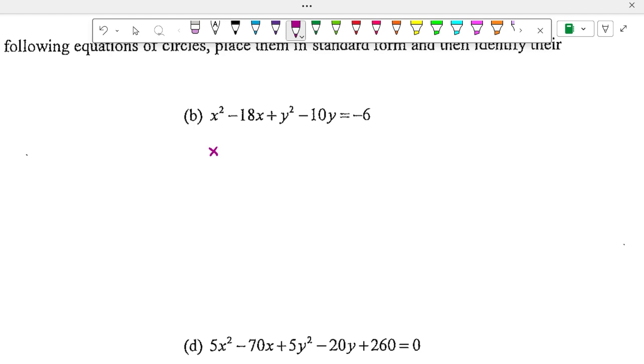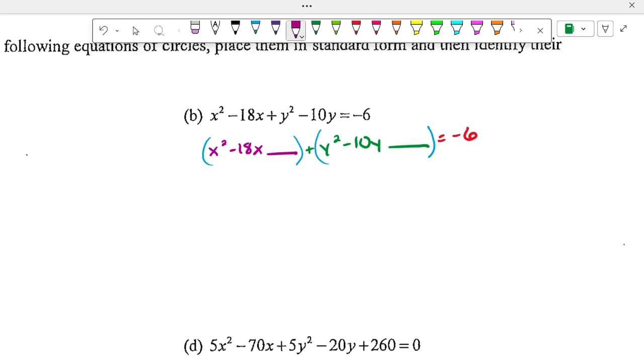So I'm going to rewrite this as x squared minus 18x, leave a space, plus y squared minus 10y, leave a space. It's equal to negative 6. Now, if it helps you, you can put parentheses around both of these just so you know that the x's and y's have clear separation and we're doing them individually. All right?